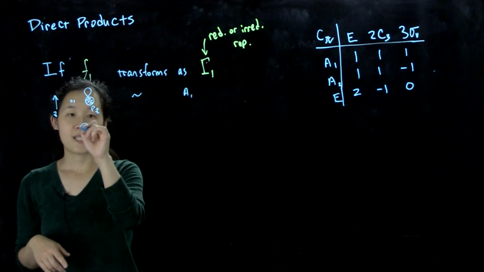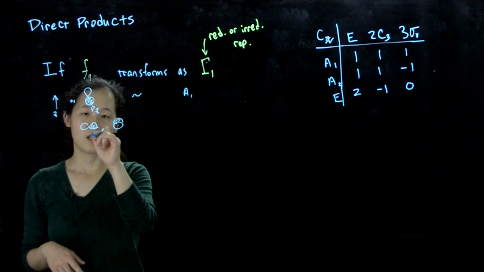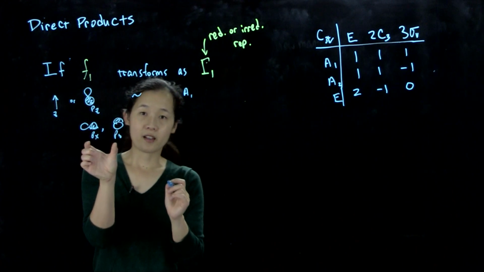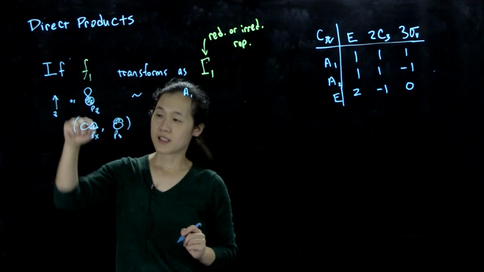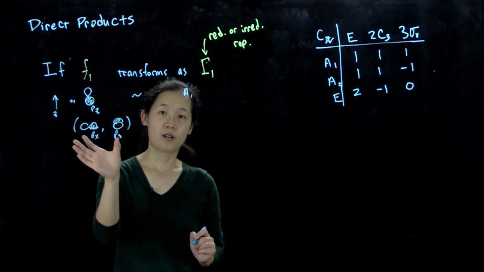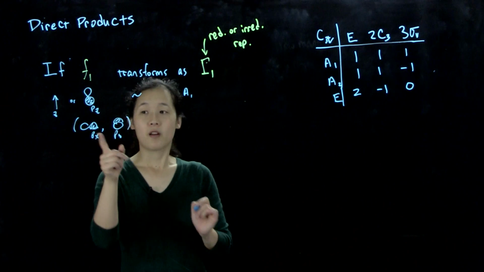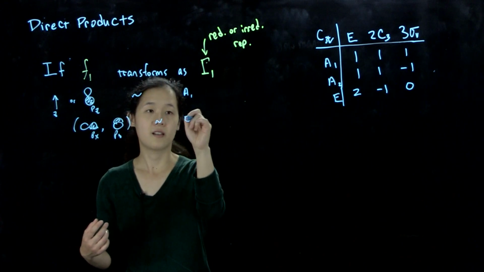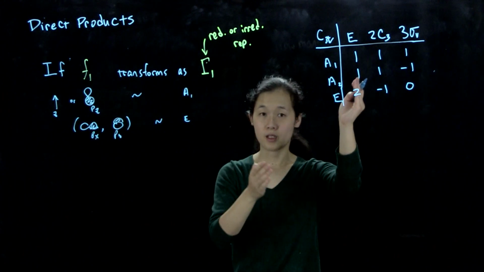If we had pz and px and py, these transform together because if we do a C3 rotation down the z-axis, we turn px into a linear combination of px and py, so they transform together, they can't be separated or block diagonalized. And remember, px and py, or the x and y vectors, transform as E. So that's what we're talking about. Functions transform as a certain symmetry.